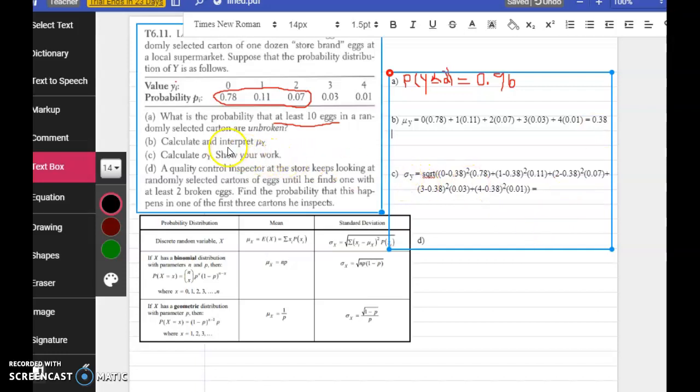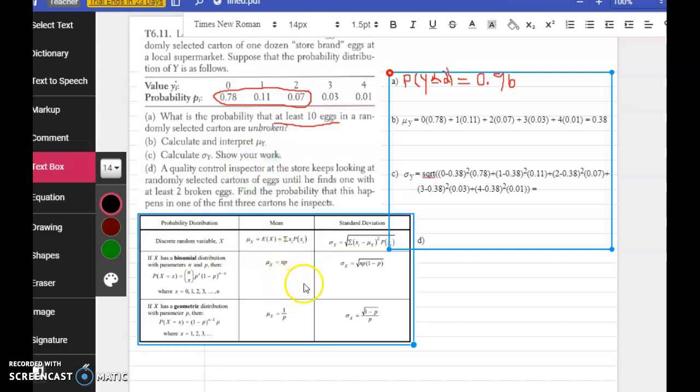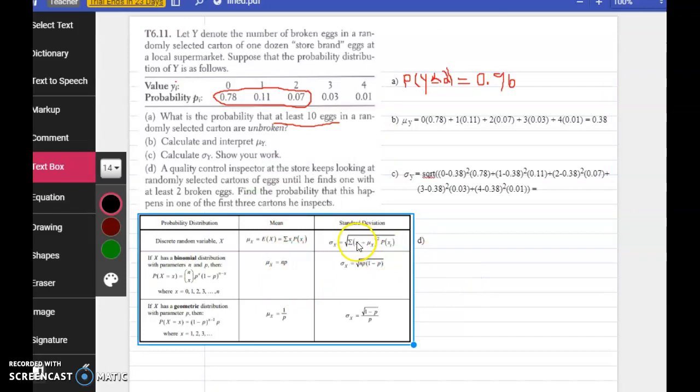C, calculate the standard deviation of Y and show your work. It's very likely they're going to ask you to show your work, especially on the format of the AP exam this year. So you don't have to memorize a formula. Here it is. Let me go back to this picture.